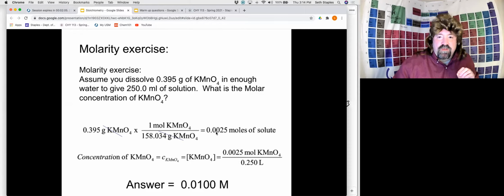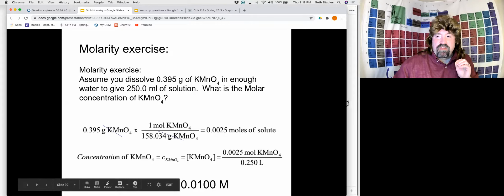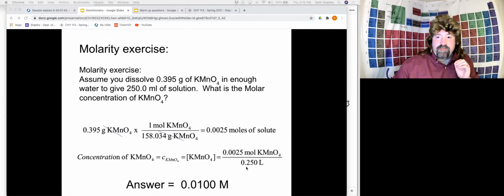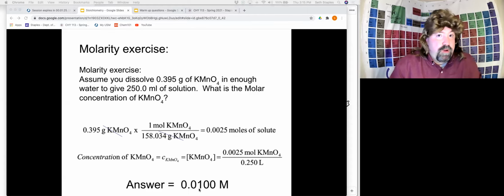So I see that I have 0.0025 moles of solute. And then I'm going to divide that by the liters of solution. Now here's where, like I had mentioned, we have to do a little converting, because we were given 250.0 milliliters, but we have to be in units of liters for our molarity calculation. So we're just going to convert 250 milliliters to liters. Remember, your conversion there is 1,000, so we divide by 1,000 to get 0.250 liters. And then 0.0025 divided by 0.250 gives us 0.0100 molar.